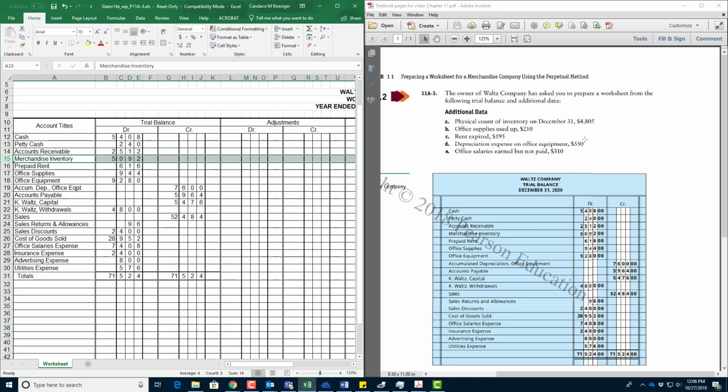So now you have to ask, how much inventory did I use up or buy in order to get to this amount? We started out the month with 5,092. We ended the month with 4,805. The difference between these two numbers is 287.